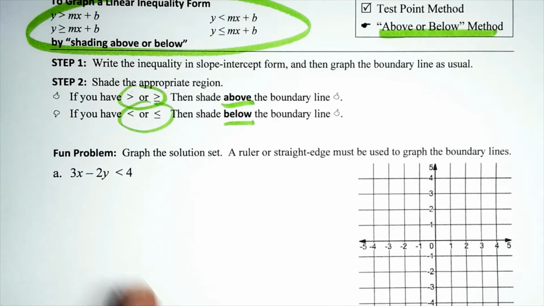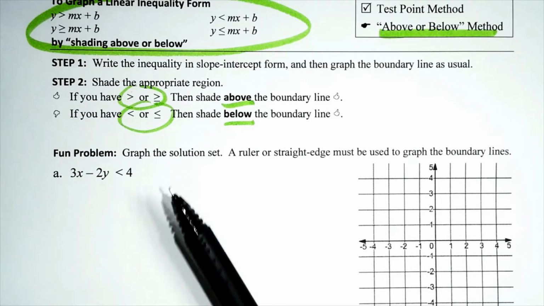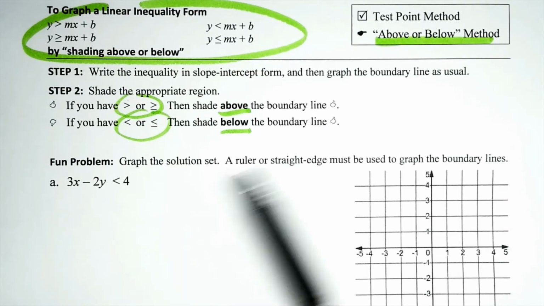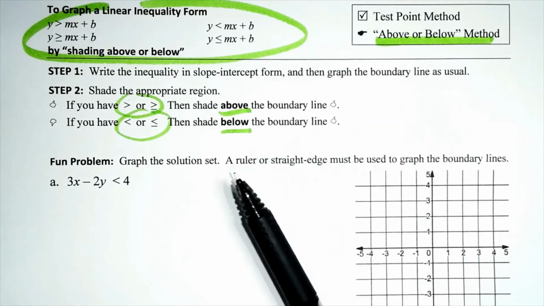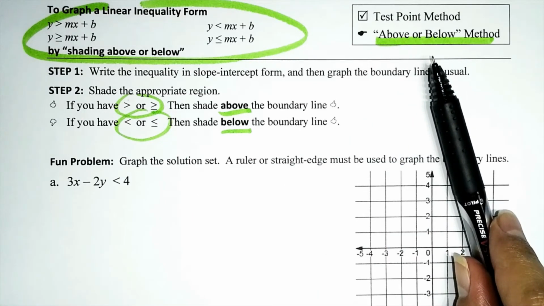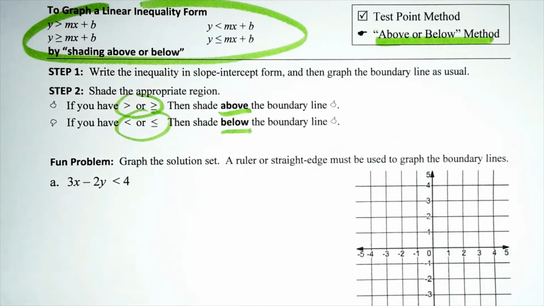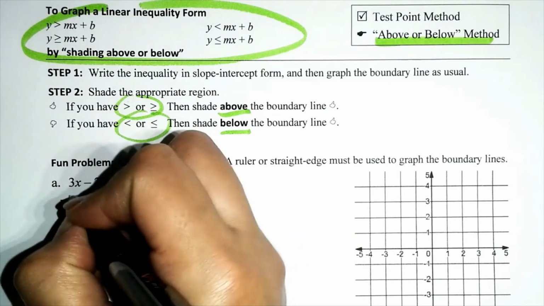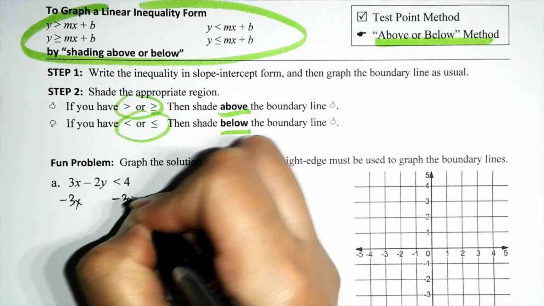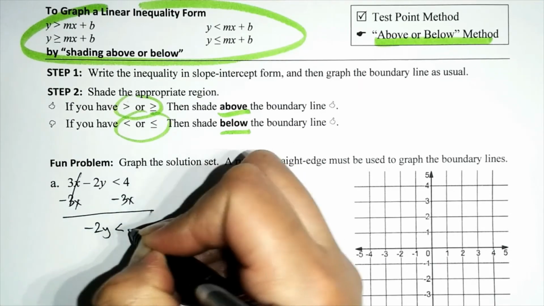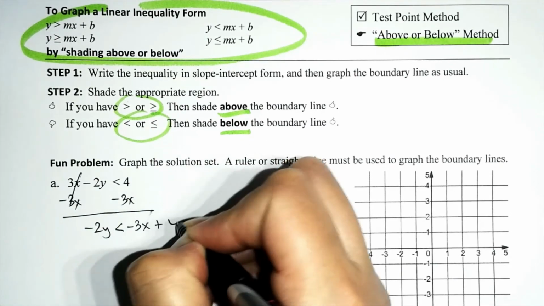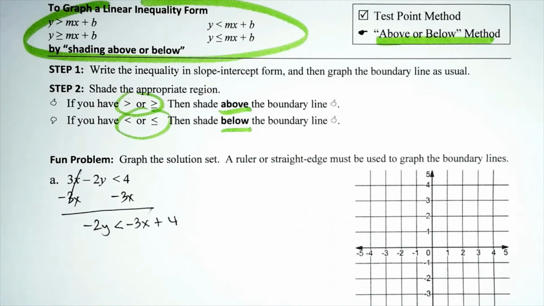I want to point out that the directions don't specify what technique to use, if we should use the test point method or this above or below method. So we're going to use the above and below method. Let's go ahead and do the graph of the boundary line. So we will solve for y. We'll subtract 3x from both sides, and that will leave us with negative 2y is less than negative 3x plus 4. Let's go ahead and solve for y.